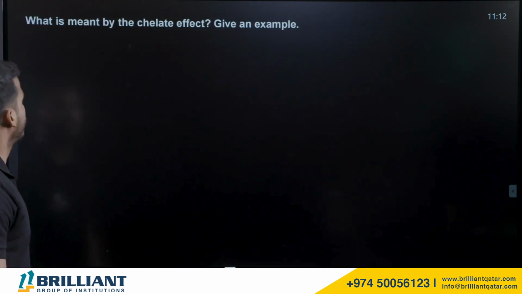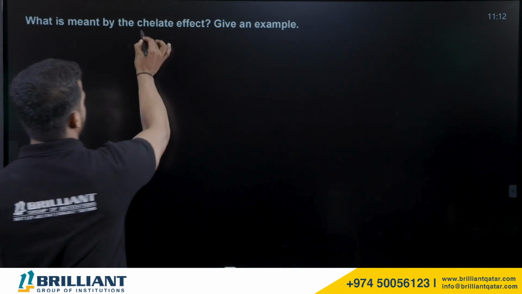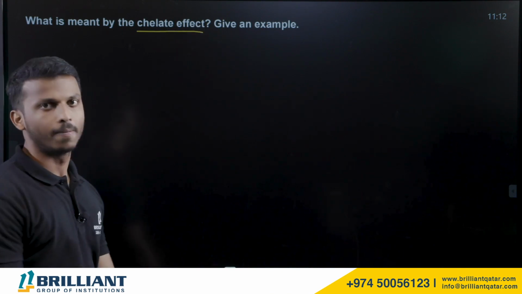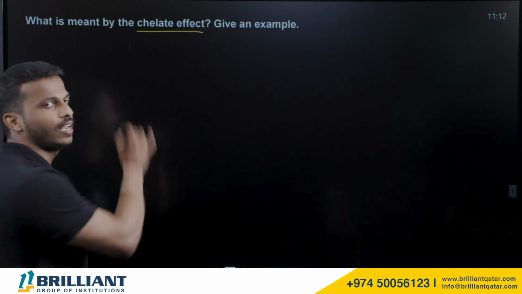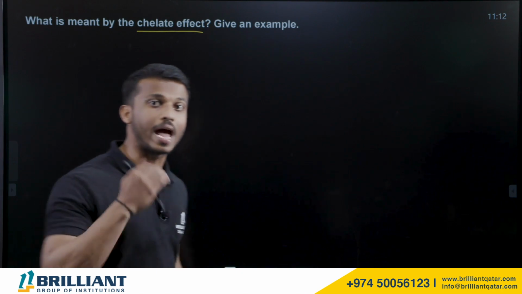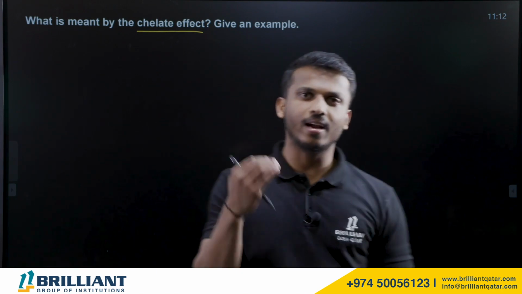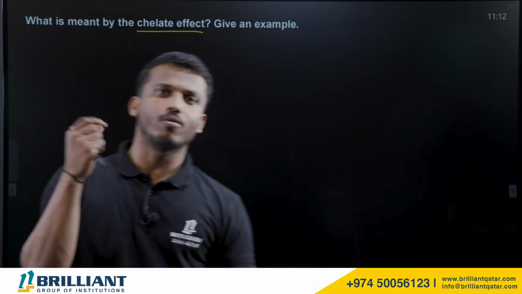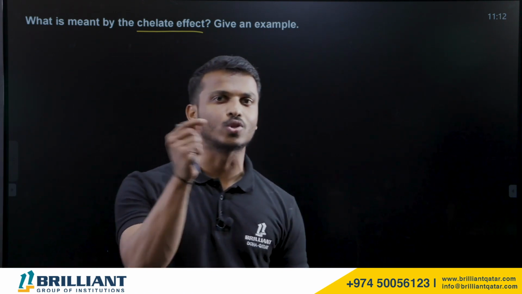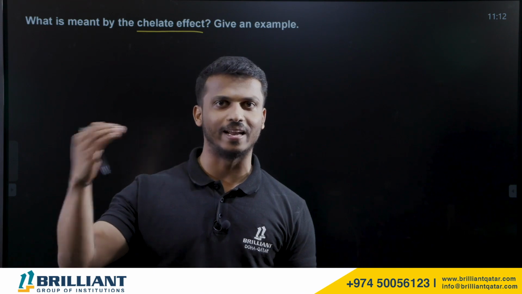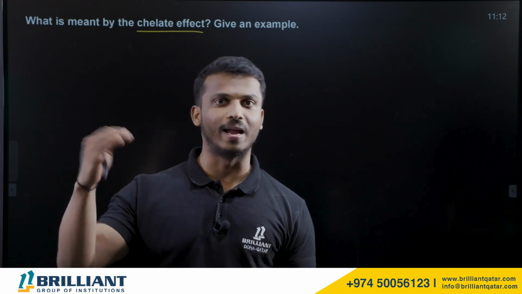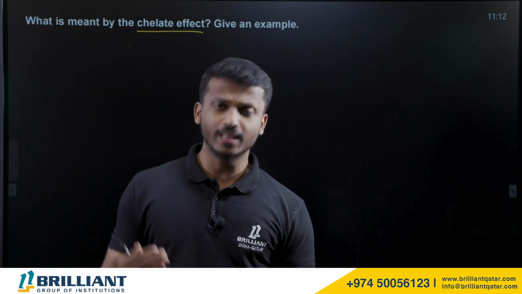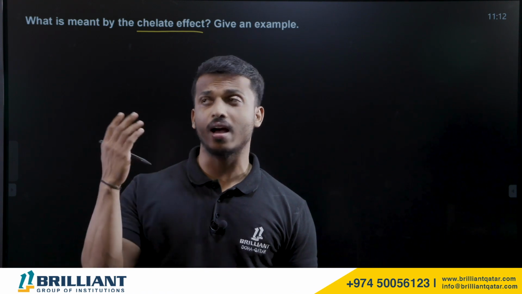All right. Next one. What is meant by the chelate effect? Give an example. Dear students, what are chelating ligands? We studied what ambidentate ligands are, right? Ambidentate ligands are certain monodentate ligands which can have 2 sites, but at a time they will use only one. We studied isothiocyanate, thiocyanate, nitrito, N-nitrito, etc. Here there's a special case called what?